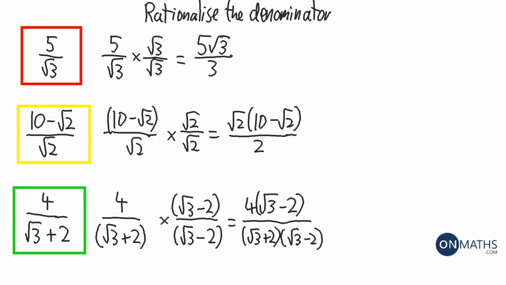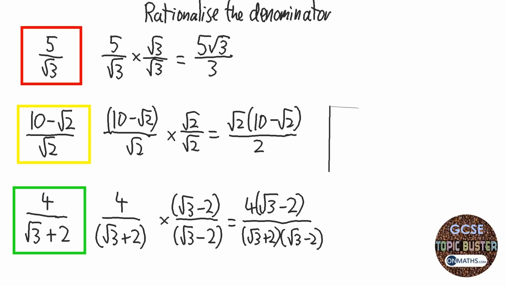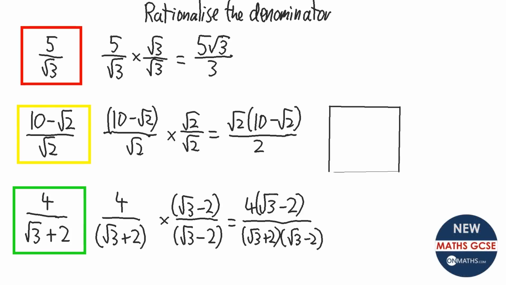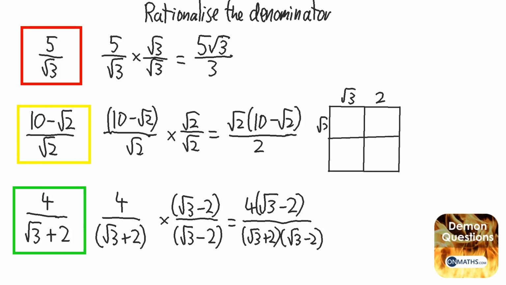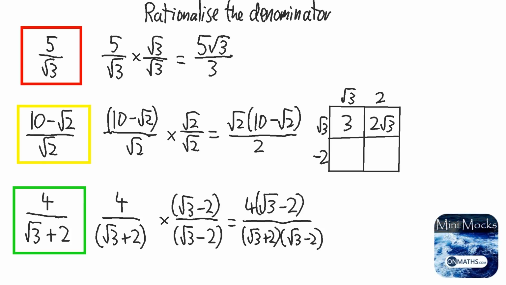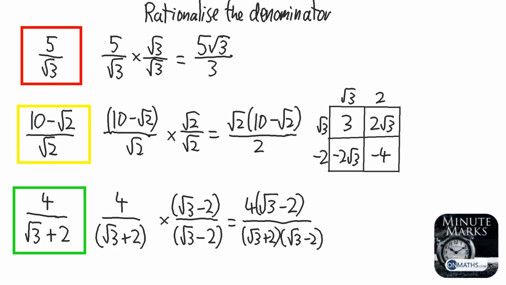And let's just expand that. So I'm going to use this space over here. So we've got root 3 plus 2, we've got root 3 minus 2. Okay, root 3 times root 3 is 3. 2 times root 3 is 2 root 3. Minus 2 times root 3 is minus 2 root 3. And minus 2 times 2 is minus 4. So when I put that together, we get 3 plus 2 root 3 minus 2 root 3 minus 4.